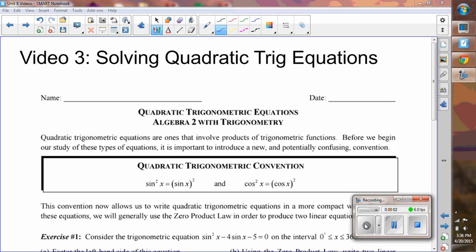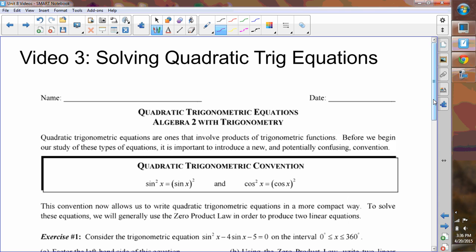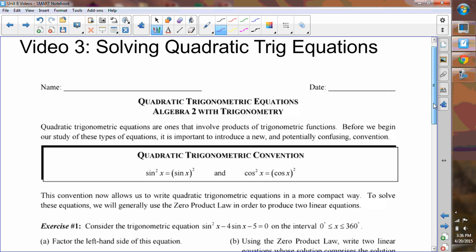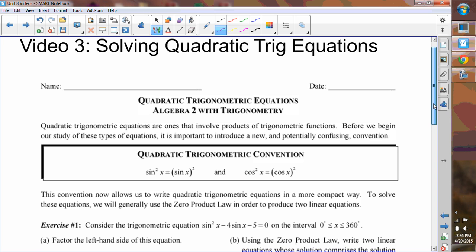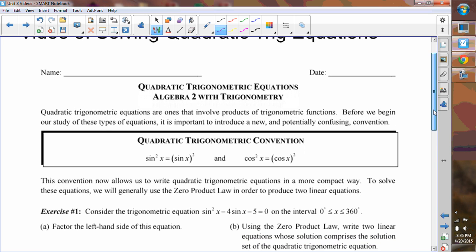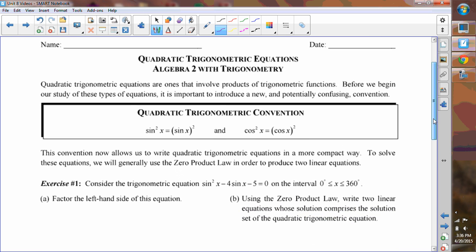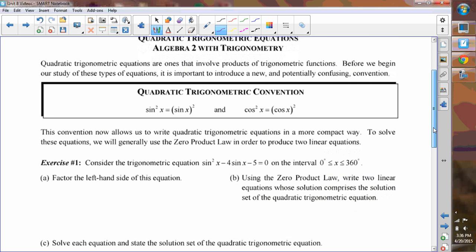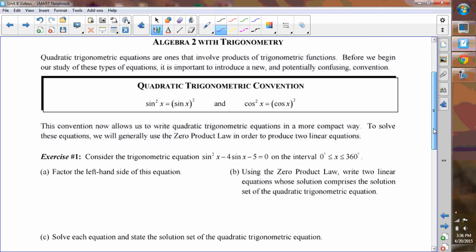This is video 3 of Unit 8, and we're going to be solving quadratic trig equations. Now, the trick to this, first of all, is to realize that you already know how to do all this. It's just an application of solving quadratics that we've done so much of this year. So do not get afraid that you're doing anything that's fantastically new. You already know how to do this. It's just that we're putting two ideas into one.